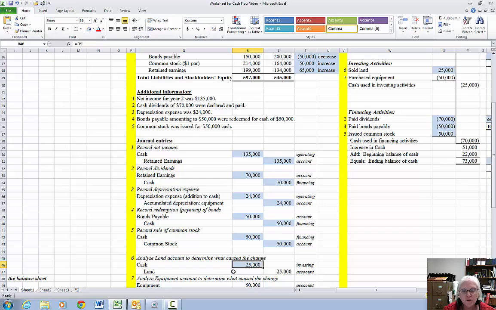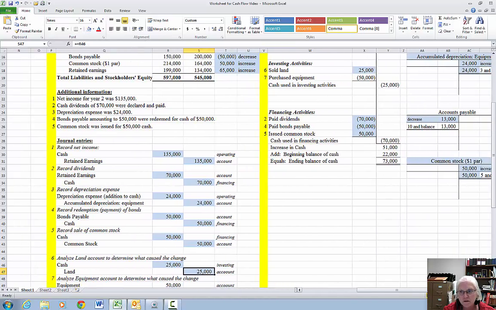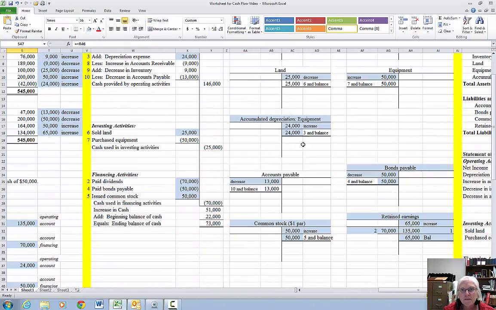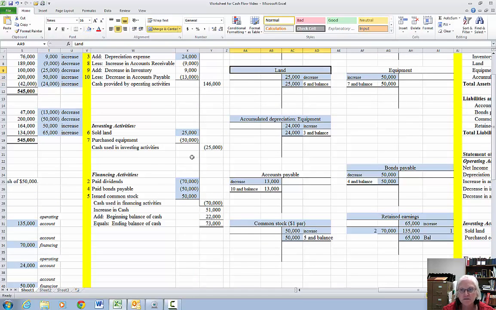Okay, and we're going to credit land because we got rid of it for $25,000. I'm going to go over to the land account and credit it for $25,000, and that explains that change, and that account is taken care of.